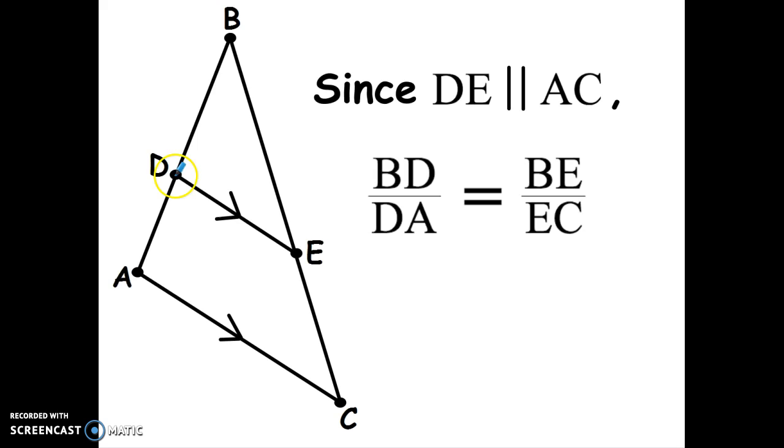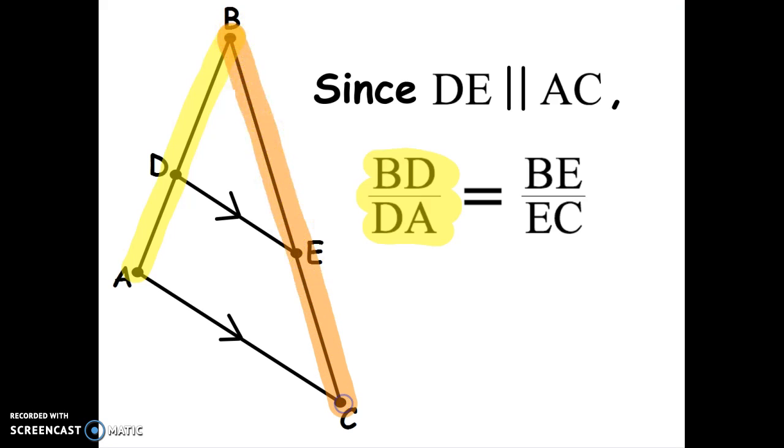Here we see that DE is parallel to AC. And DE also intersects this side of the triangle, as well as this side of the triangle. Therefore, we can set up this proportion: BD over DA equals BE over EC.